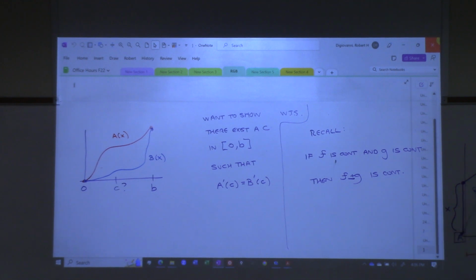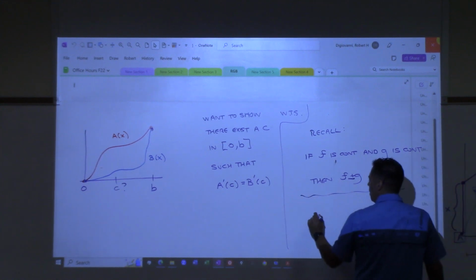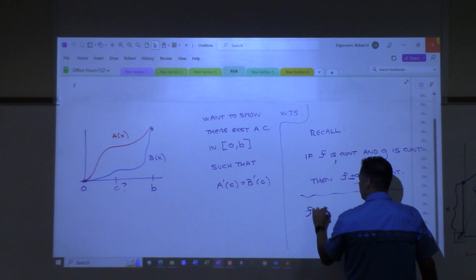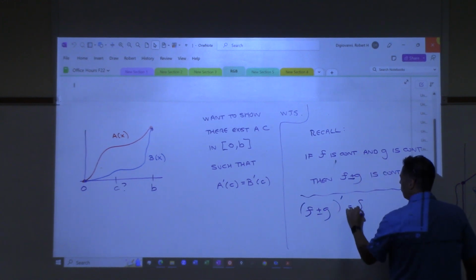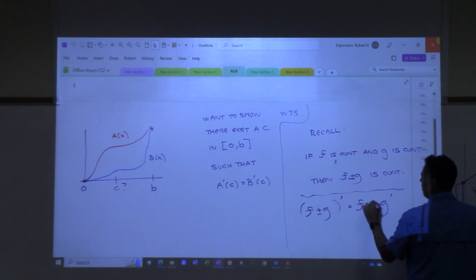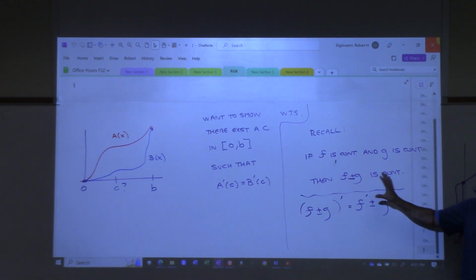Hold on, there was something else. I think this is nothing you're going to argue with me about. If you have two functions and you add them together or subtract them and you take their derivative, you can do them separately, right? Like we've been doing that for a long time. If it's addition and subtraction, you can do those, right? So we're all okay with that? All right, I'm going to need that.